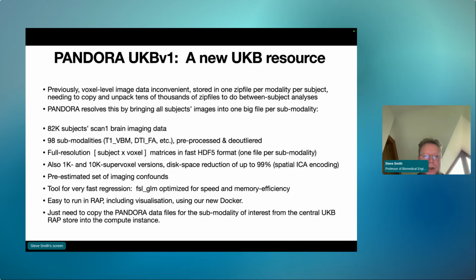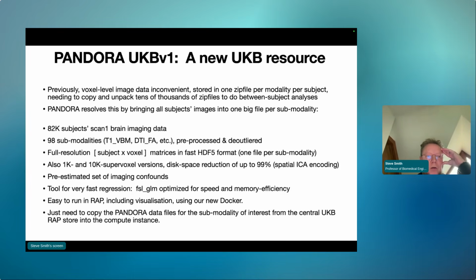So for each of 98 submodalities, I'll give a list of those in a minute, we have pre-processed, de-outliered all of the data in common standard space, and then collated those into big matrix files. So for each modality, we have a massive matrix of subjects by voxels, saved in a single file for all 82,000 subjects that we've processed so far. And you get one of those files for each modality. Those files are not too painful to work with, but they are big.